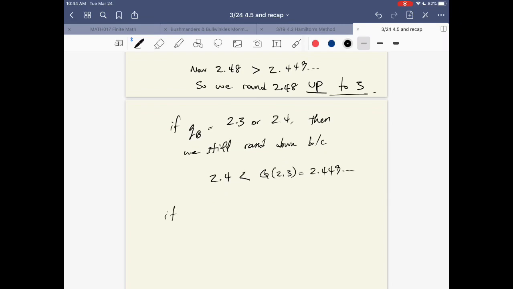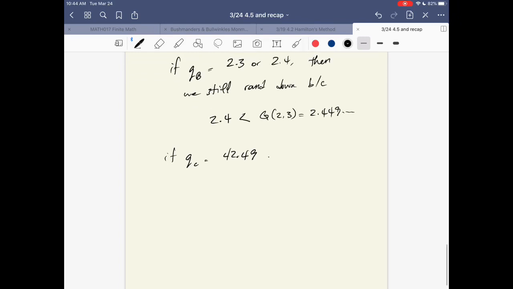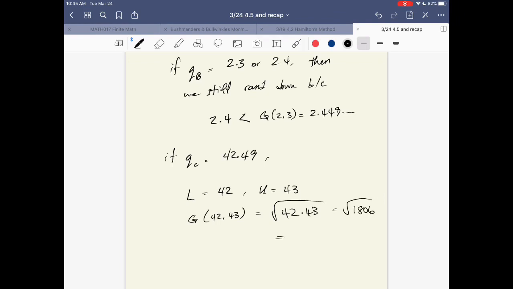Let me just do, what if our quota was higher? What if Q sub C was like 42.49? Then what? Well, good thing I calculated. The geometric mean of, what are the two numbers we're going to take the geometric mean of now? Let's say L is 42, the lower quota, and U is 43. So the geometric mean of 42 and 43 is the square root of 42 times 43, which is the square root of 1806, which is like 42.497. Notice how close this is getting to 42.5.